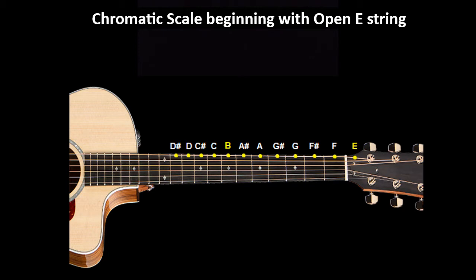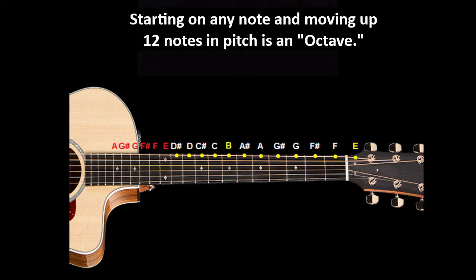Having played our 12-note chromatic scale, if we were to continue where we left off, we'd begin again with notes E, F, F sharp, G, G sharp, A, etc. Starting on any note, in this case E, and moving up 12 notes in pitch is what we call an octave.